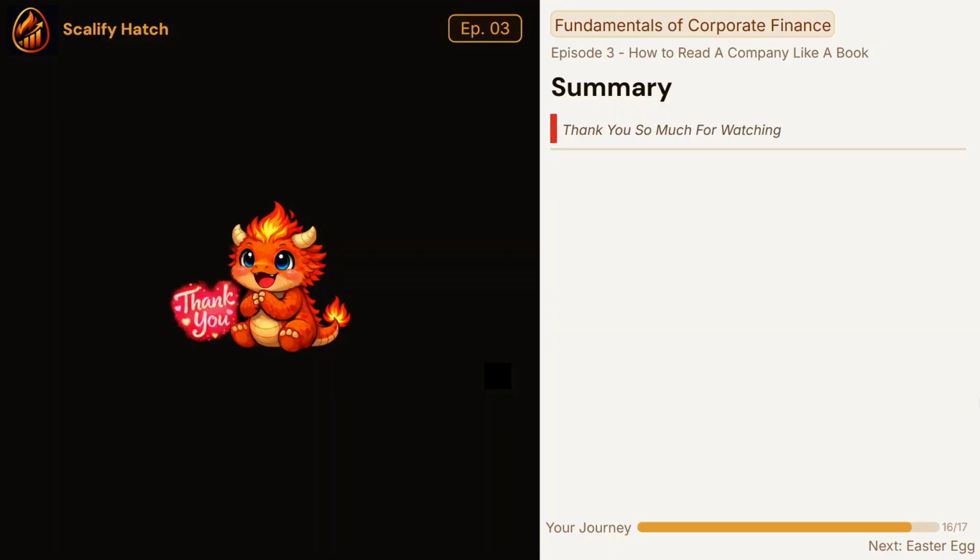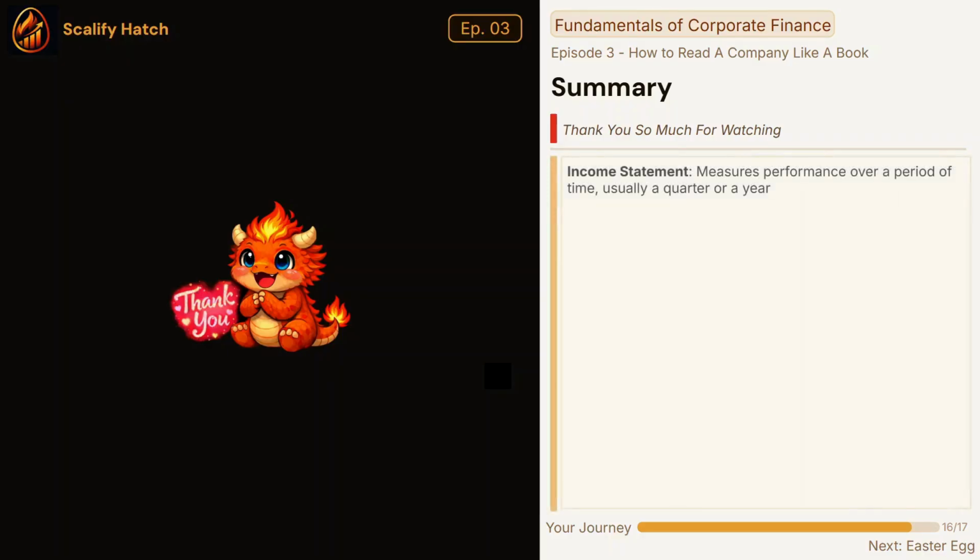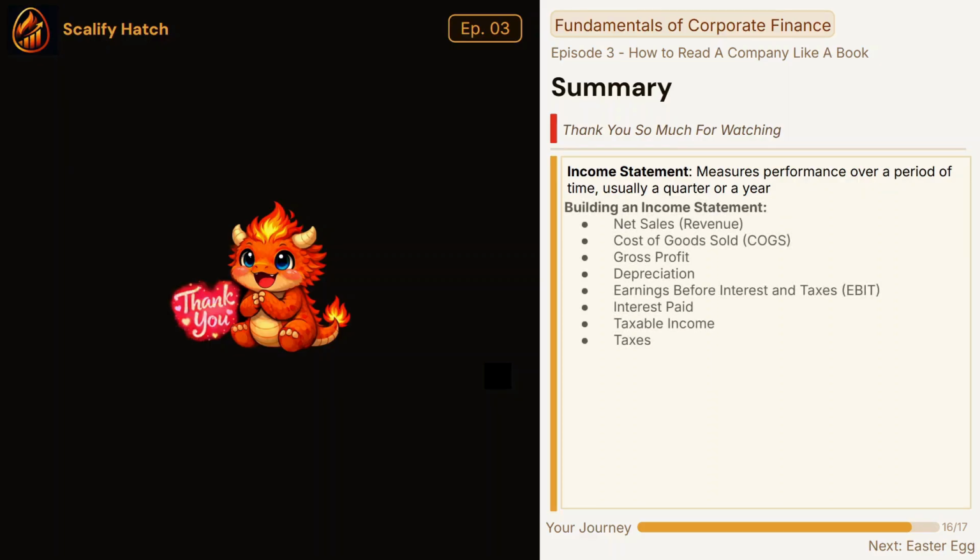And then we moved from the snapshot to the video, the income statement, which tracks performance over the whole year rather than a single date. We built it line by line, watched depreciation quietly spread the cost of our equipment over time, without any cash leaving the building, and landed on net income.